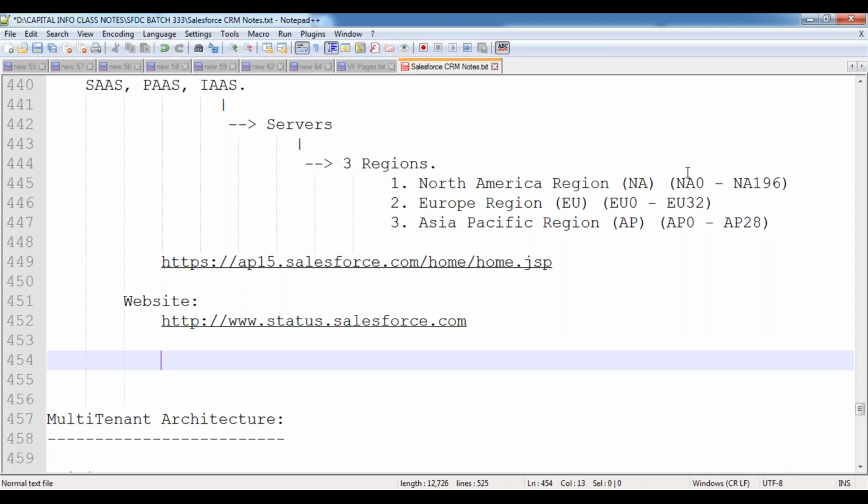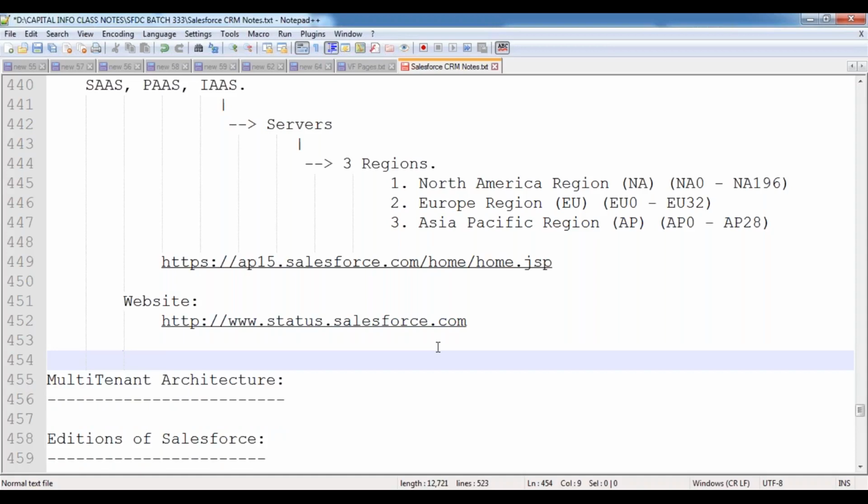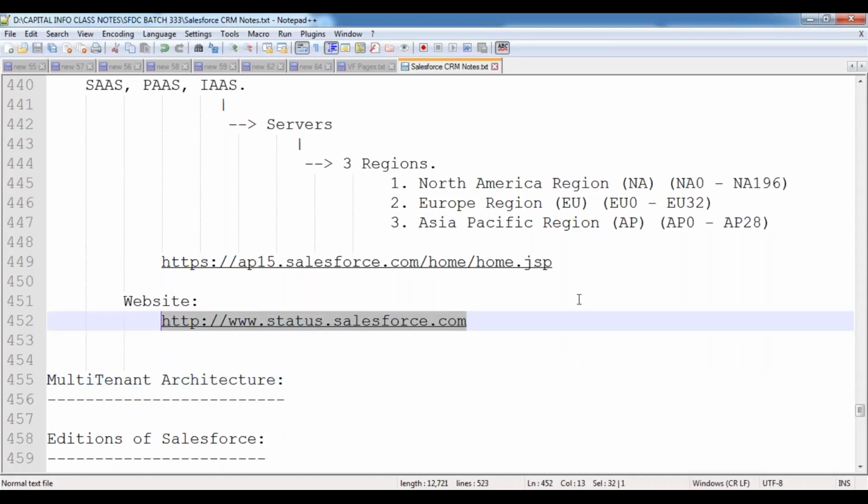Suppose Salesforce is planning any maintenance activity for that server in the next 1 year, then what are all those maintenance activities? How frequently are they doing the maintenance activity, on what date have they planned it, and how long will that server be in the maintenance stage? Everything we can track by using the status.salesforce.com website. All the servers' information we can track inside this website. Let me show you practically how we can track.